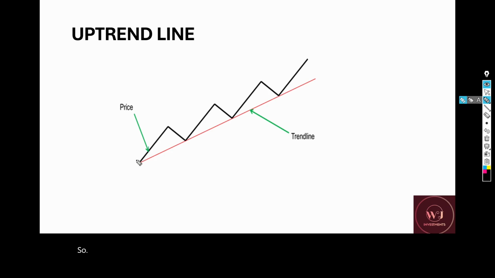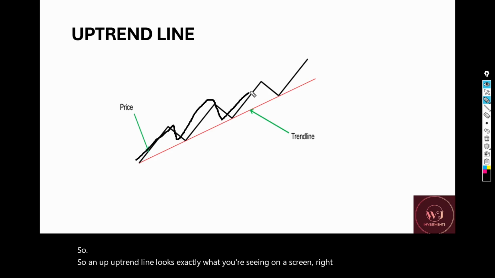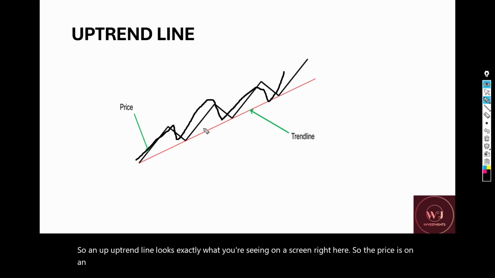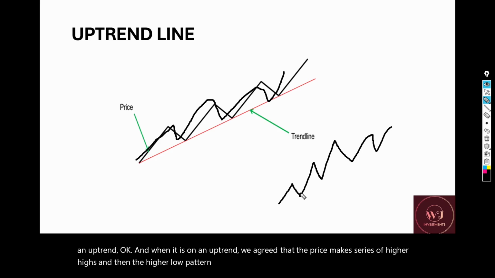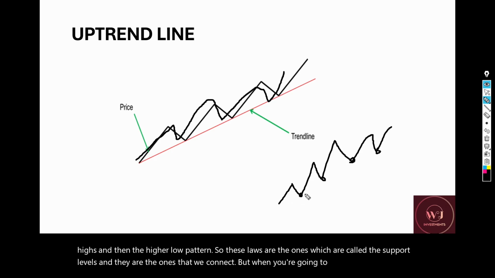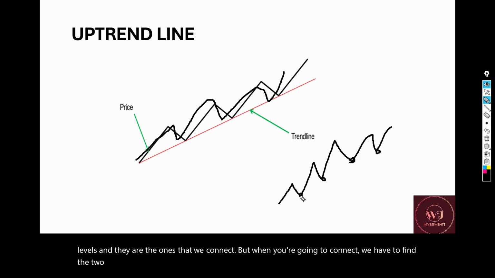So an uptrend line looks exactly like what you're seeing on the screen right here. So the price is on an uptrend. Okay, and when it is on an uptrend, we agree that the price makes a series of higher highs and then the higher low pattern. So these lows are the ones which are called the support levels, and they are the ones that we connect. But when you're going to connect, we have to find the two major points and then connect them. So for example, we can connect these 2 points like this.